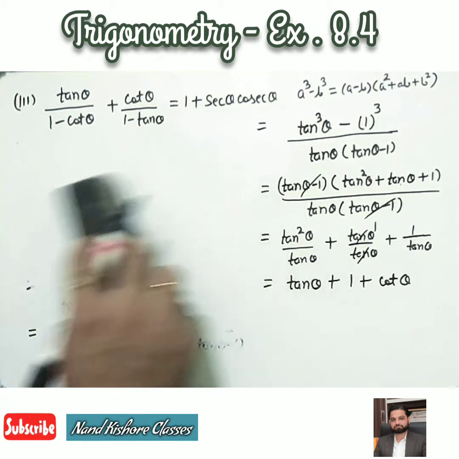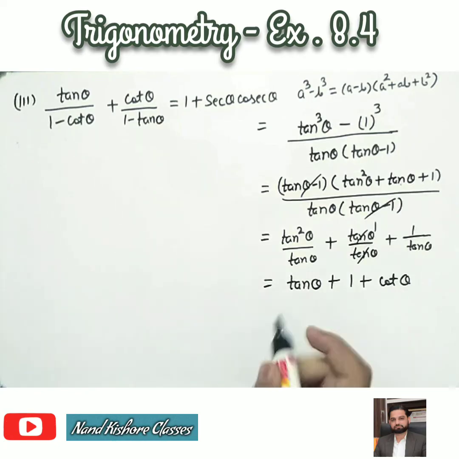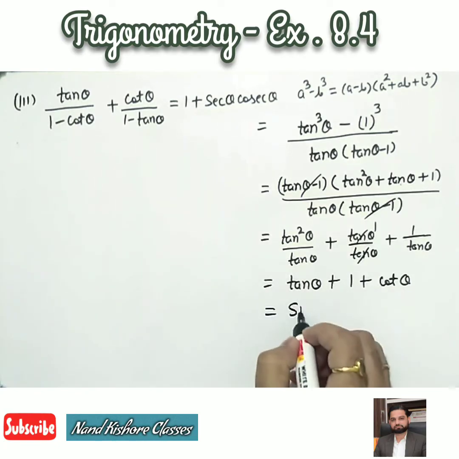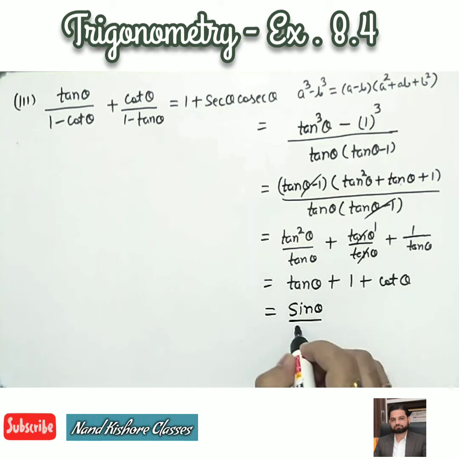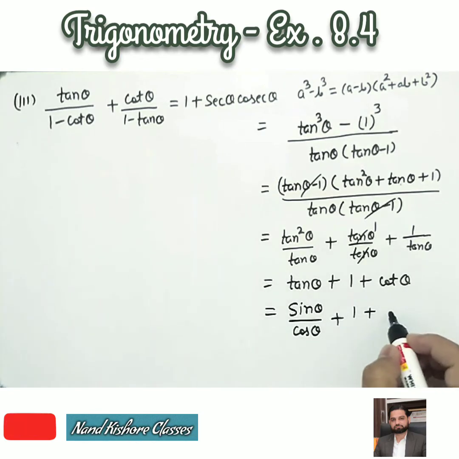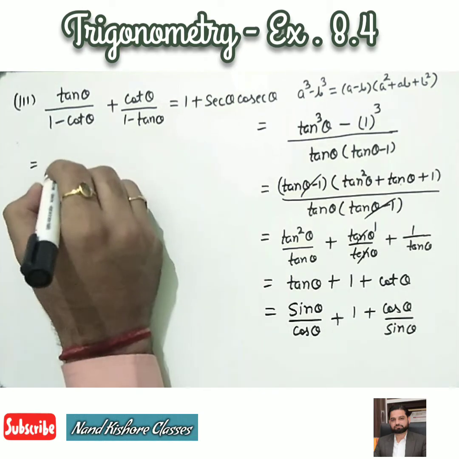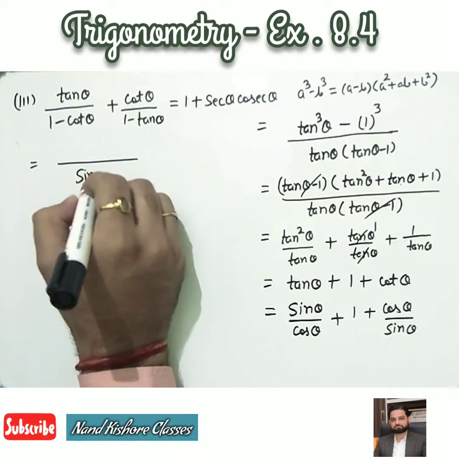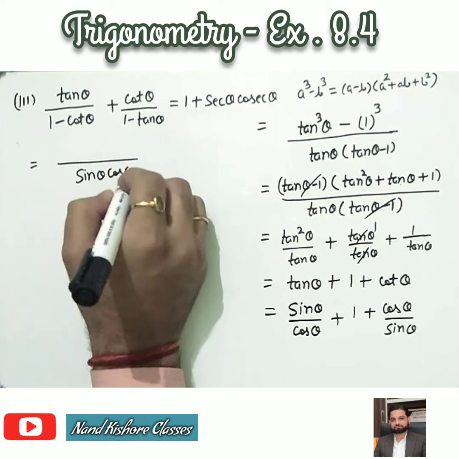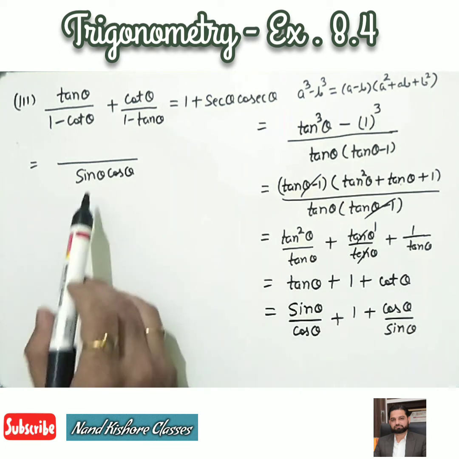Let's see how ahead we need to move. Now my next step, as I told you earlier, is to put tangent theta as sin theta upon cos theta, 1 as it is. Cot theta can be written as cos theta upon sin theta. Now what is the LCM? Sin theta cos theta, their product will be the LCM. So sin theta cos theta product, we have taken as the LCM. Already cos theta is there in the denominator, only sin theta is left.